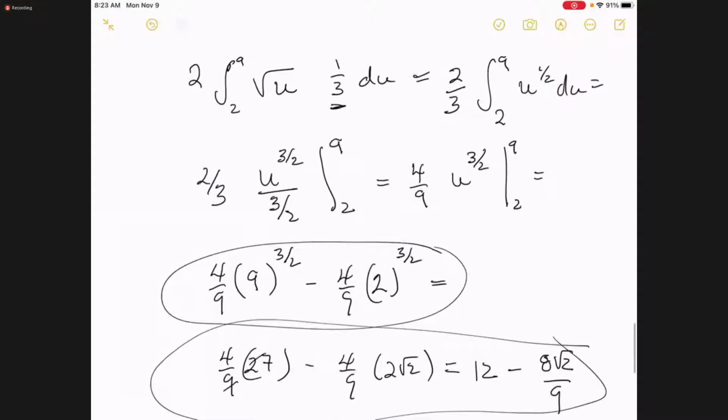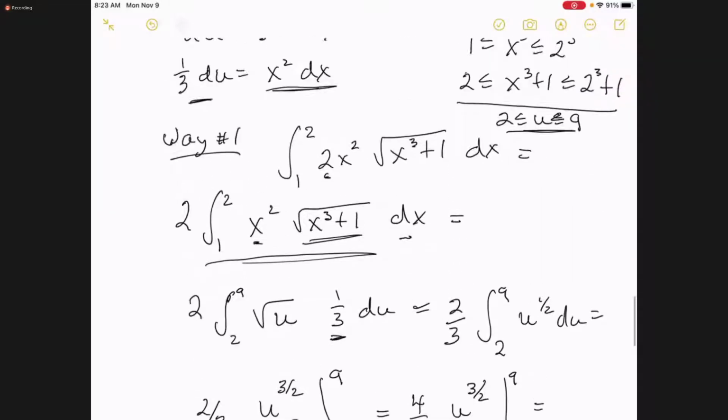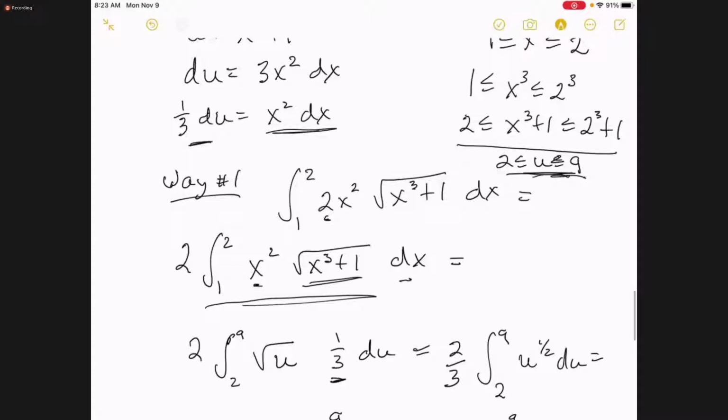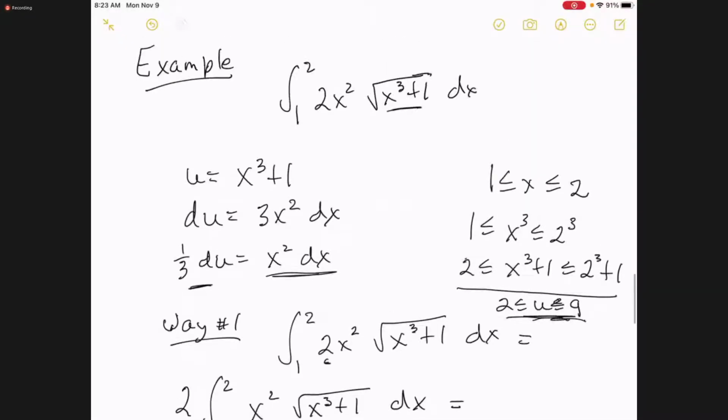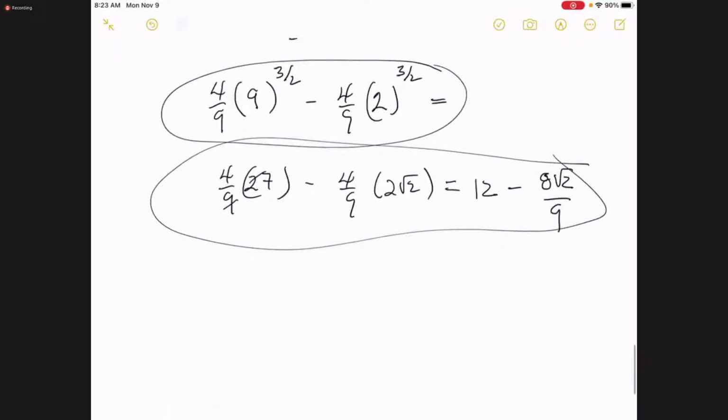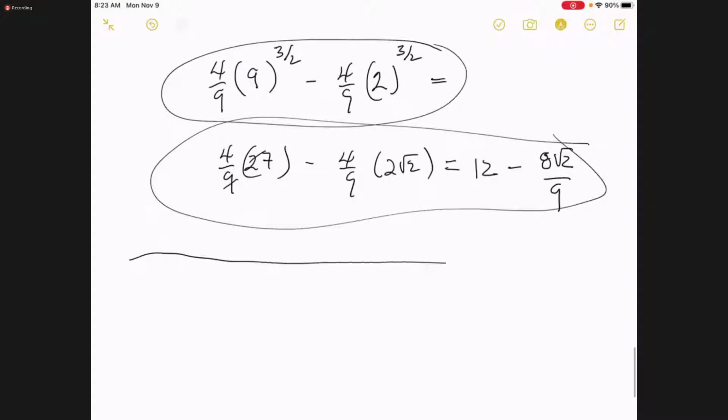Okay, so that's way number 1, where you change your endpoints over. Now, if you don't want to do that, what I usually do, okay, let's write down the problem again so that I'll have it in front of me.